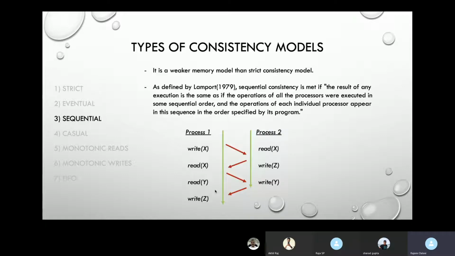So, continuing from here, next is the sequential consistency model. By the basic definition, it is a weaker memory model than the strict consistency model. I'll just read out this definition and then we can discuss more about it. This was framed by Lamport in 1979, in which he says sequential consistency is met if the result of any execution is the same as if the operations of all the processors were executed in some sequential order and the operations of each individual processor appear in this sequence in the order specified by its program.